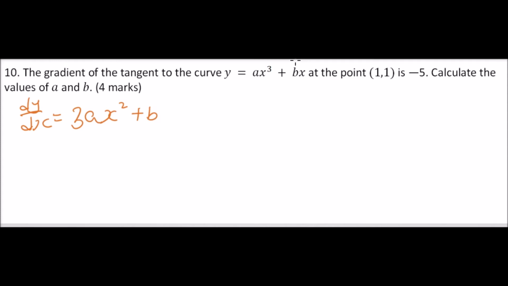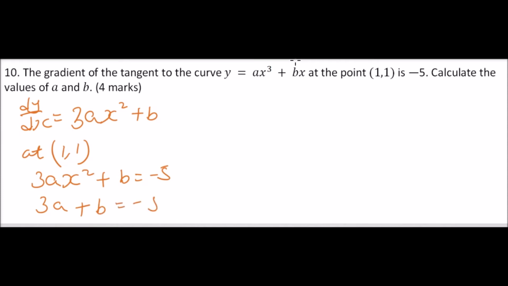We are told at 1, 1, this 3ax squared plus b is equal to minus 5. So at this point, x is 1. So we can replace here and say 3a multiplied by 1 squared is 1, multiplied by 3a remains the same, plus b is equal to minus 5. We call that equation 1.